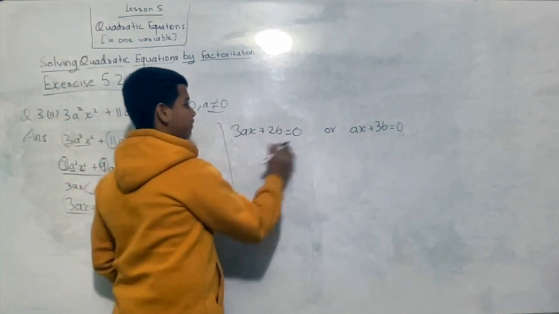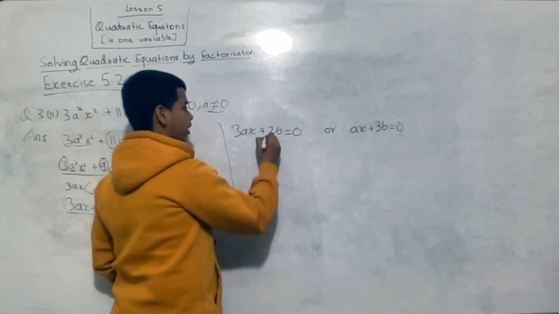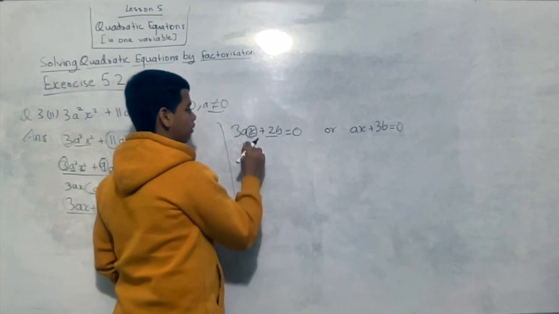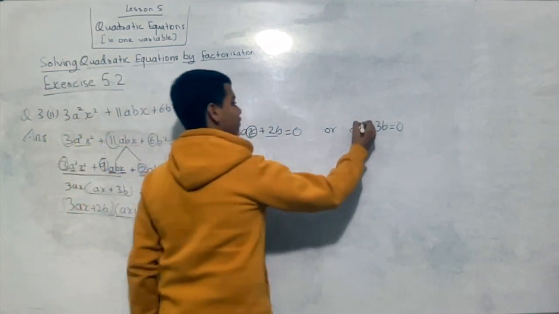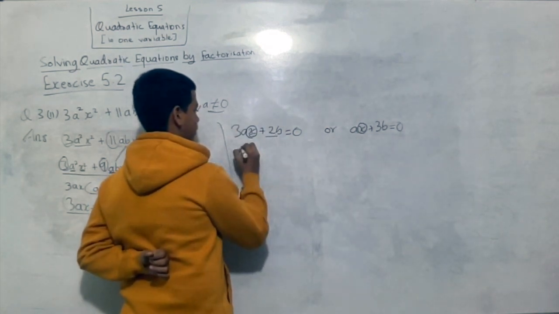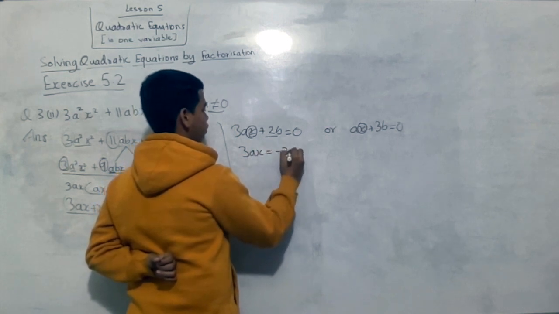Here when we solve these both simultaneously, now what we have to do, we have to take this to the other side, because we don't need b here, we only need x, we only want x to remain on the left hand side. Same for here, we only want x to remain on the left hand side. Here when I solve this, I get 3ax is equal to minus 2b.